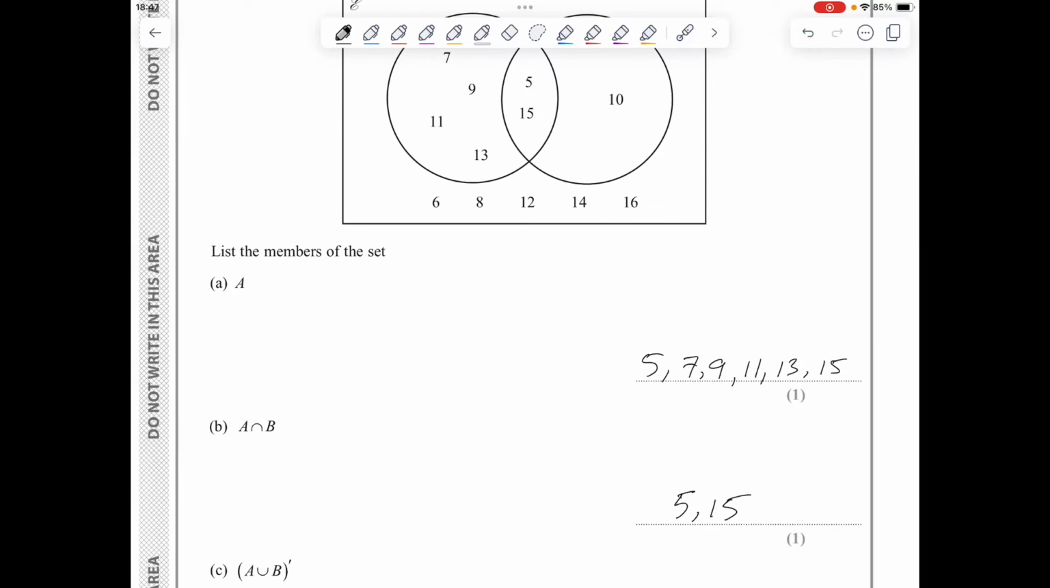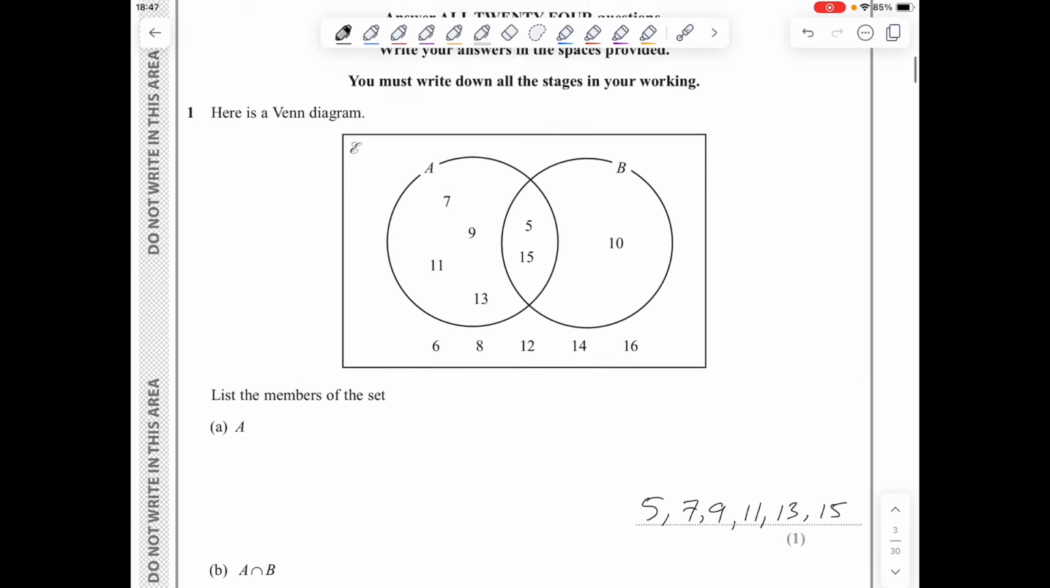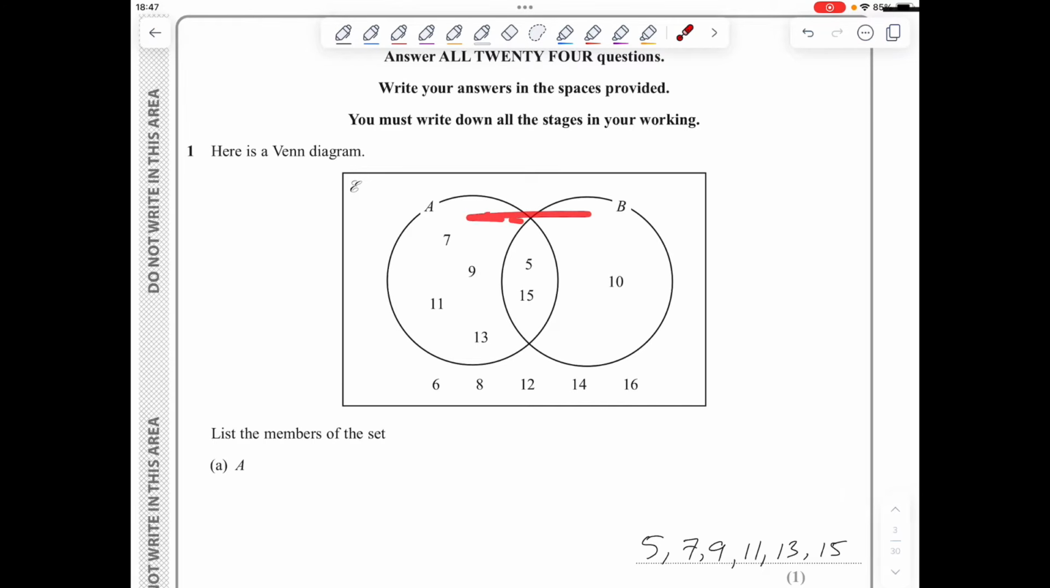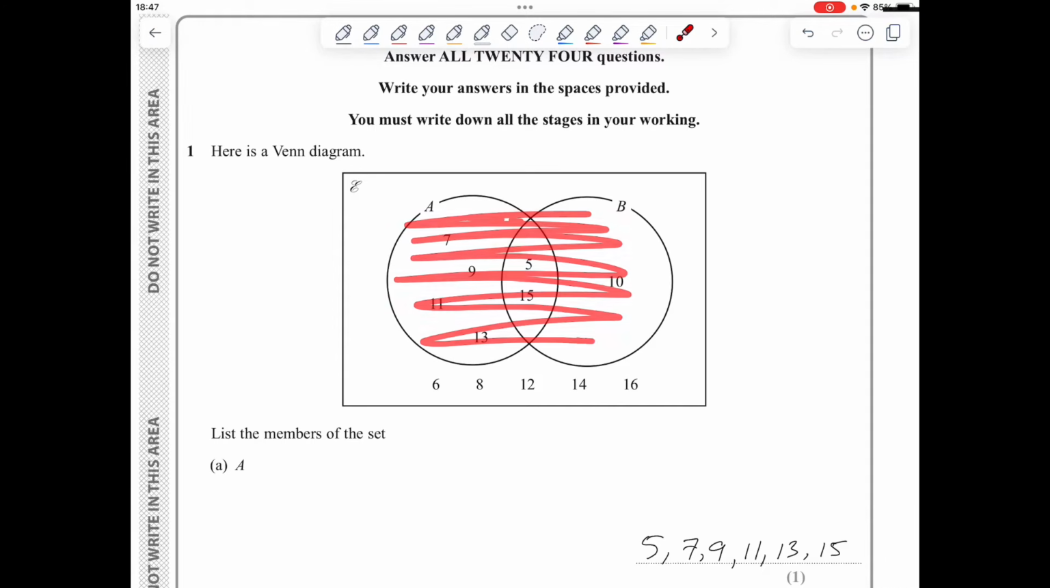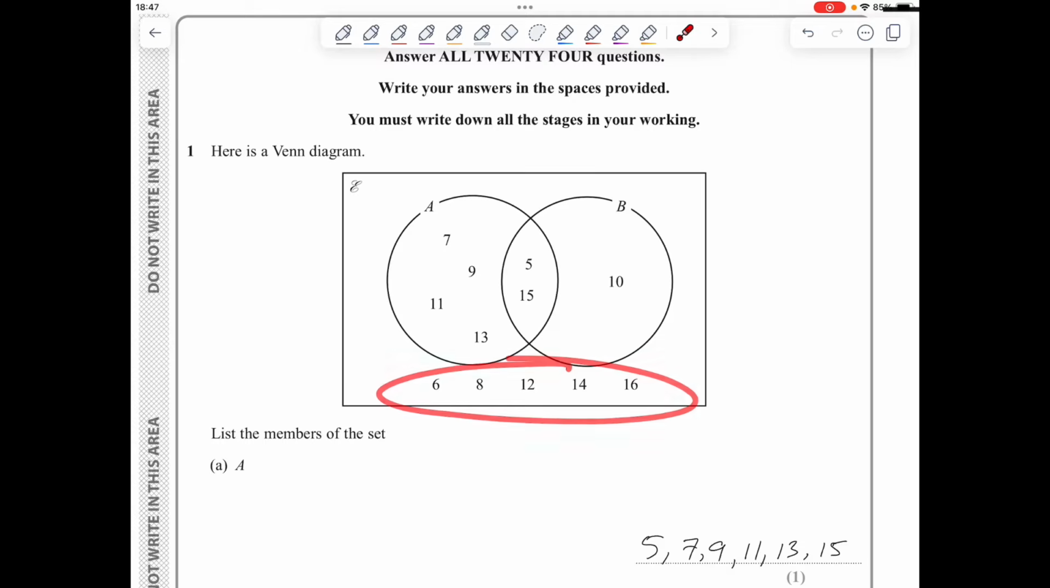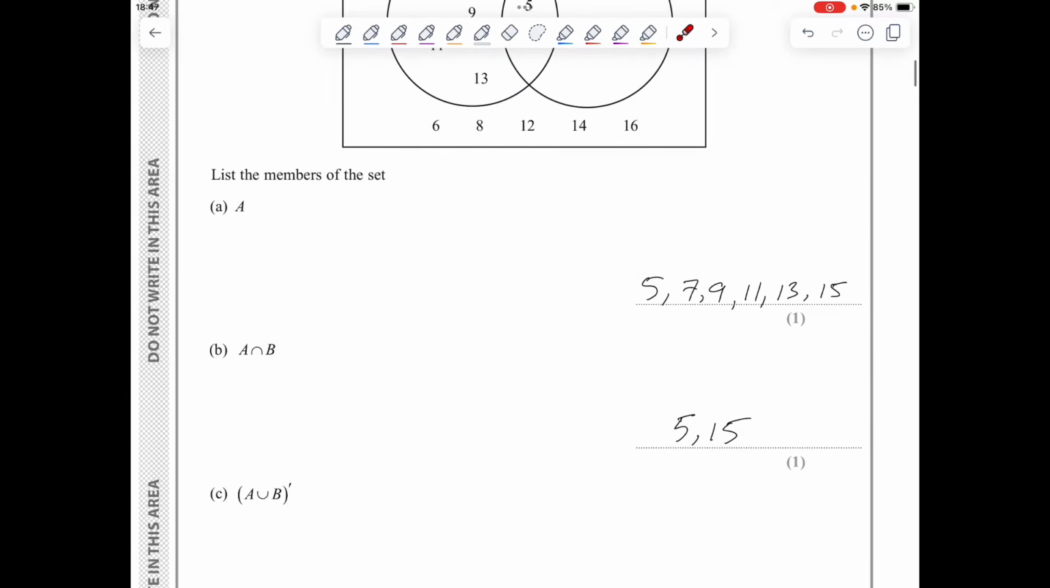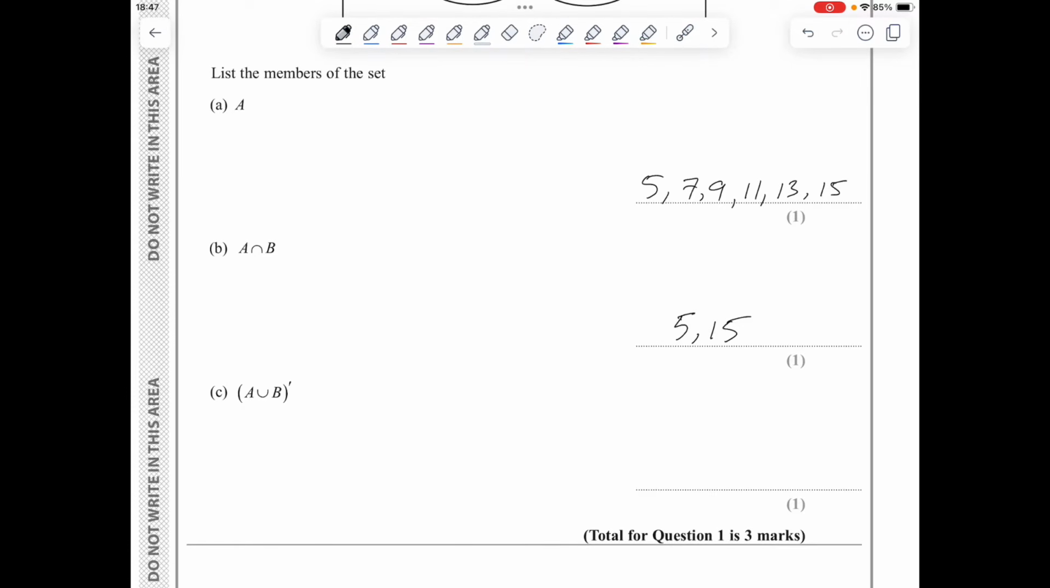And finally, for part C, we've got A union B dash. That's the complement of A union B. Now, A union B is this region here. The complement of that is the region outside. So I've got those 5 elements. Let's write them down: 6, 8, 12, 14, and 16.